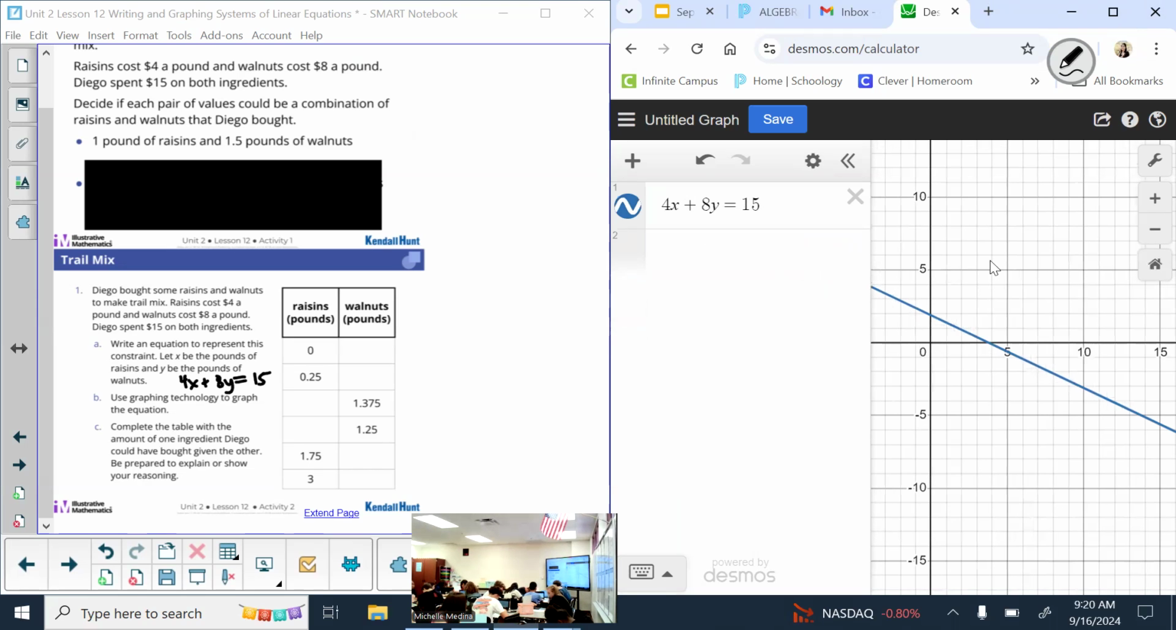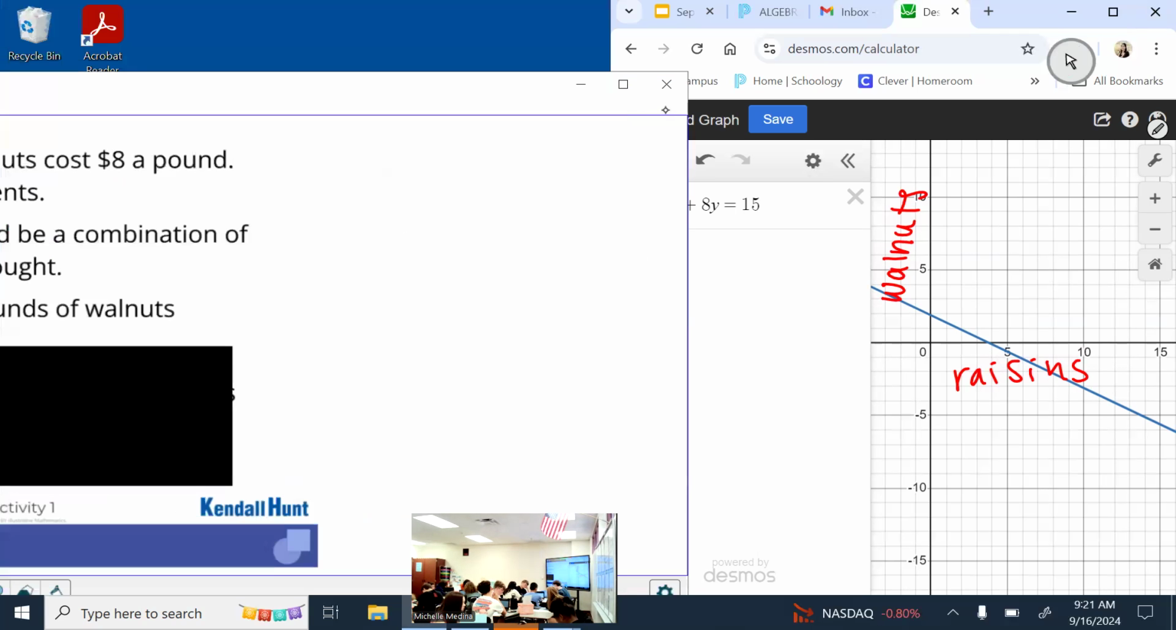So if X is for pounds of raisins, I'm going to put the raisins here on my X-axis. And if Y is for pounds of walnuts, then I'll put that here. Notice that I'm ignoring all the quadrants that would have negative values, because can I have negative pounds of either? No, so I'm really only focusing on this quadrant. But you could have filled the table out using your graph, or you could just plug it into the equation. So that's what I'm going to ask you next.